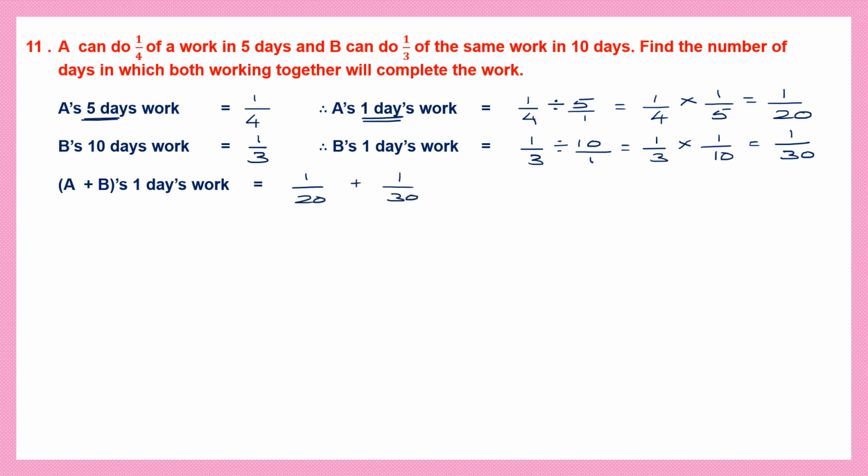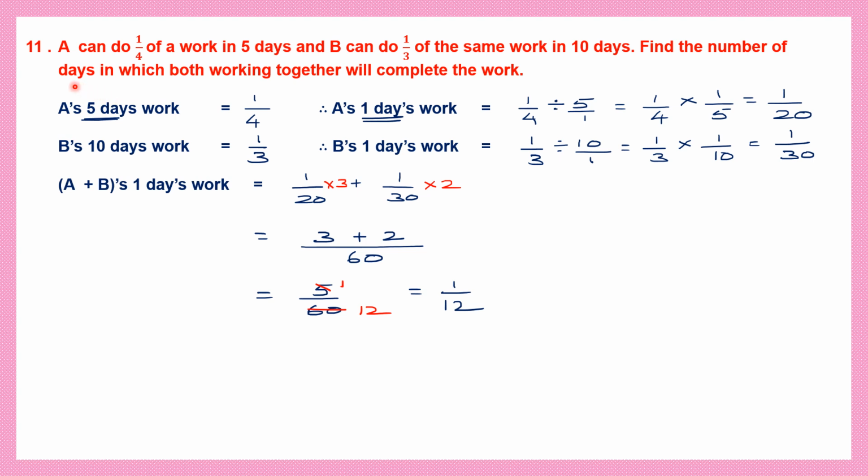So we have to find the LCM here. 30 into 2 is 60, and 60 goes in 20 also. So 20 into 3: 1 into 3 is 3, plus 30 into 2 is 60: 1 into 2 is 2. So this is equal to 5 by 60. We can reduce it to the lowest term. 5 ones are 5, 5 twelves are 60. So here we have 1 by 12. This is A's and B's 1 day's work.